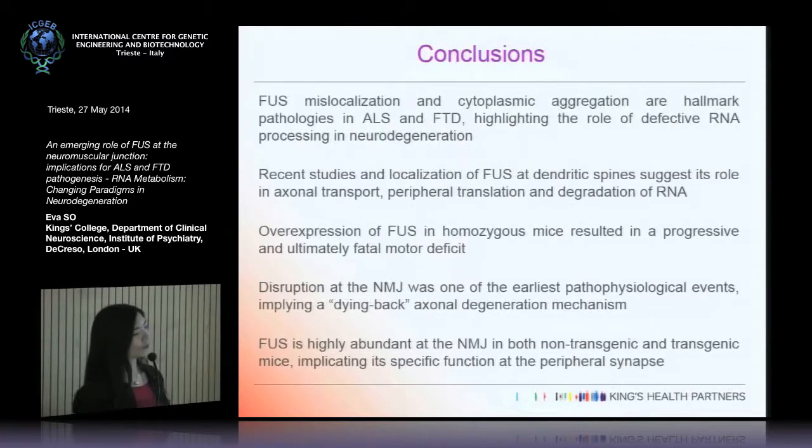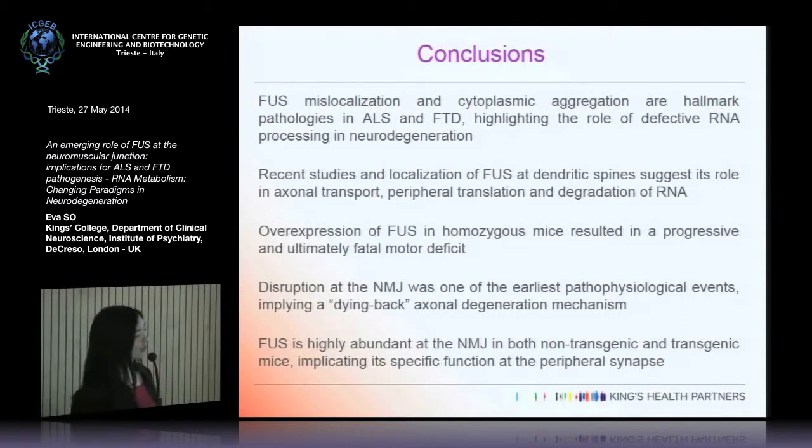So to come to my conclusions, we found that FUS mislocalization and cytoplasmic aggregation are the hallmark pathologies in both ALS and FTD, which highlight the role of defective RNA processing in neurodegeneration. And recent studies on localization of FUS at the dendritic spines suggest that it has a role in axonal transport, peripheral translation and degradation of RNA. And in our mice, we find that overexpression of human wild-type FUS in homozygous mice resulted in an aggressive and ultimately fatal motor deficit.